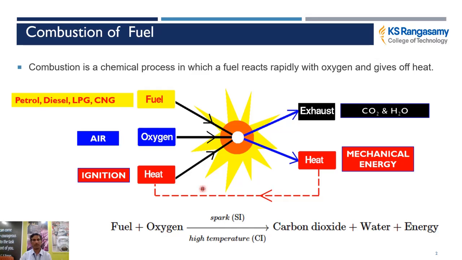After the combustion we get heat. That heat energy is used for different applications. In vehicles we convert the heat energy into mechanical energy for running the vehicle, and we get exhaust gases. The exhaust gases are CO2 and H2O if it is complete combustion. So overall, the fuel reacts with oxygen, the ignition is started by a spark or high-temperature compression, and we get carbon dioxide, water and energy as the outcome of the combustion process.